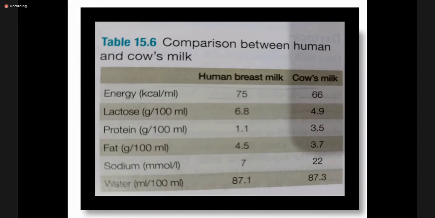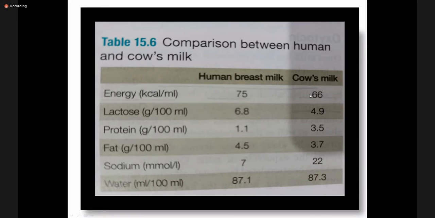Now, there is a comparison between human and cow milk. This is the chart from 10 teachers. You can compare the human milk with cow milk. I am showing you this because it helps you in counseling the patient. If the patient is avoiding breastfeeding and giving the baby cow milk or some other treats apart from breast milk, you can counsel the patient that human milk contains more energy, it is high in calories as compared to cow milk, and the lactose, the milk sugar, is more as compared to cow milk.